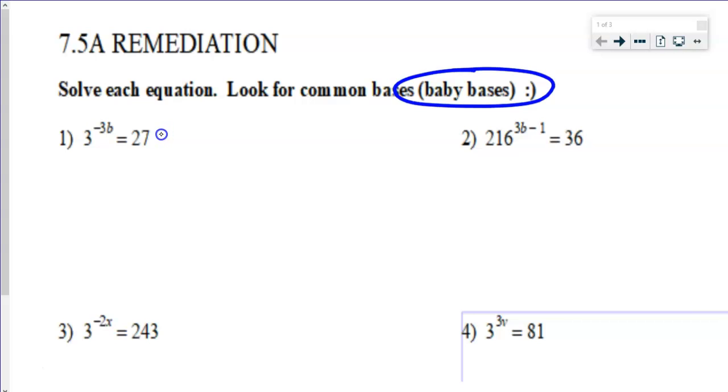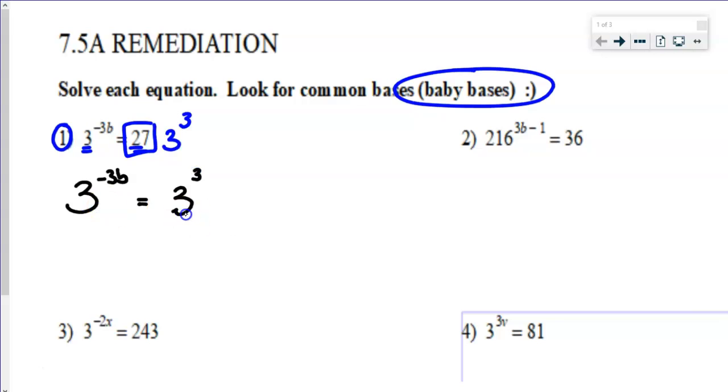Let's look at number 1. We have a base of 3, and over here we have a base of 27. Well, I'm thinking we can rewrite this 27 as 3 to the third power. So now my problem looks like this: 3 to the negative 3b power equals 3 to the third power.